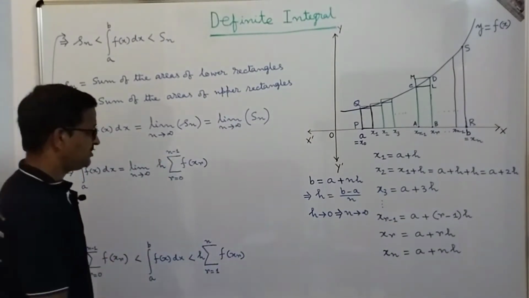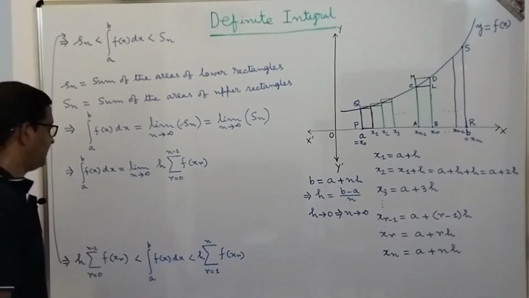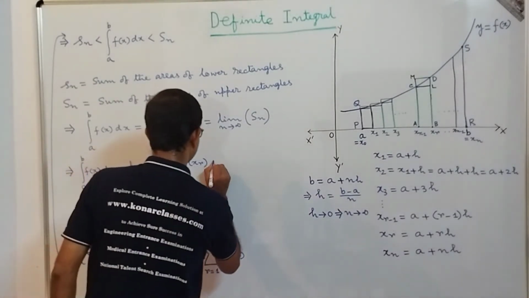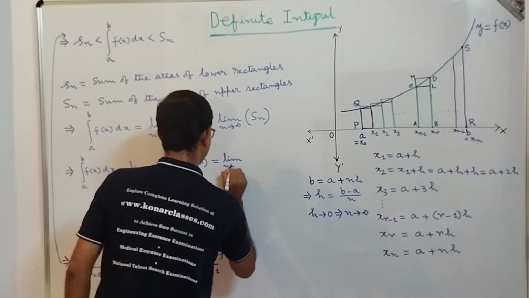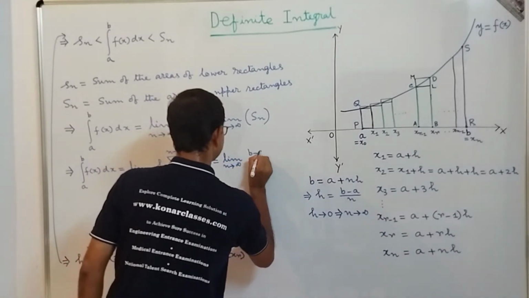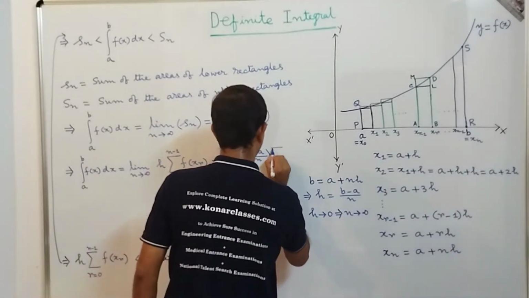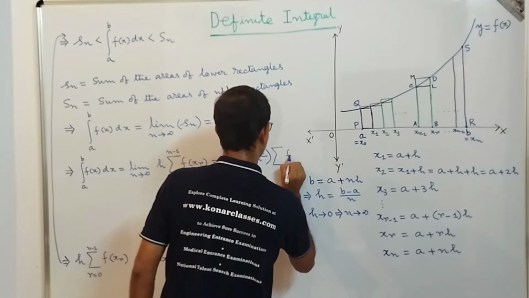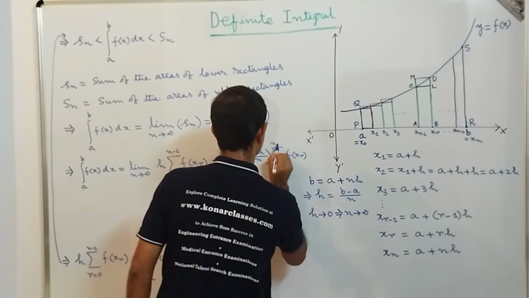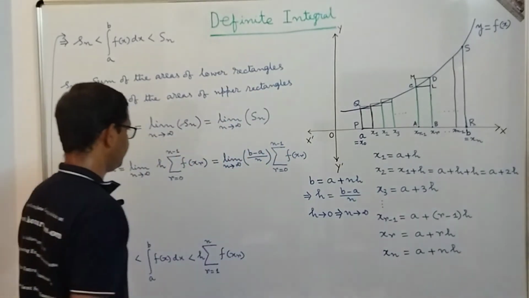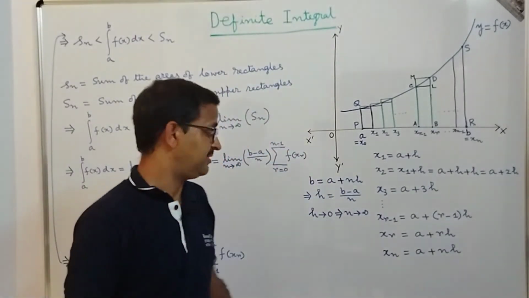What is h? h is nothing but (b minus a) by n. So we can write this as the limit as n tends to infinity of (b minus a) by n, into the summation of f(xr), where r is varying from 0 to n minus 1. Correct, dear students? Now b minus a is a constant, so we can take it out of this limit.